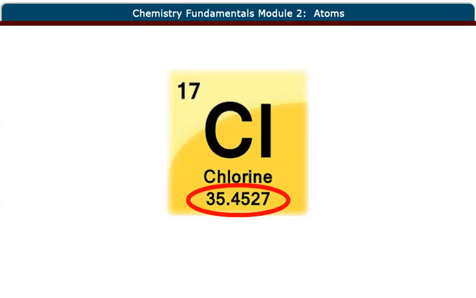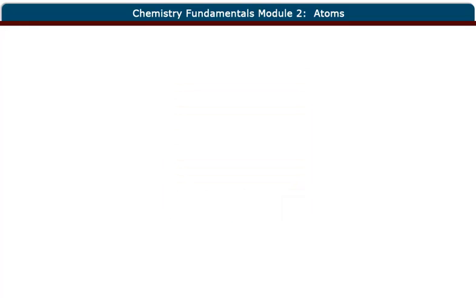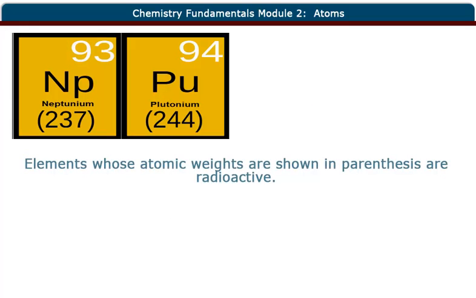Now keep in mind the exact number will vary depending on which periodic table you use, so you may not see the exact same numbers, but they should be fairly close. Elements whose atomic weights are shown in parentheses are radioactive.